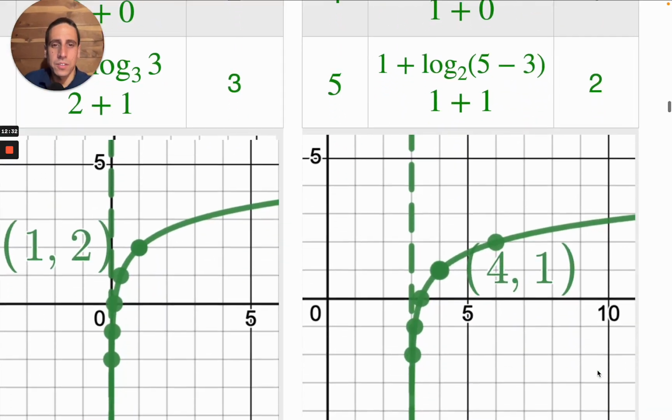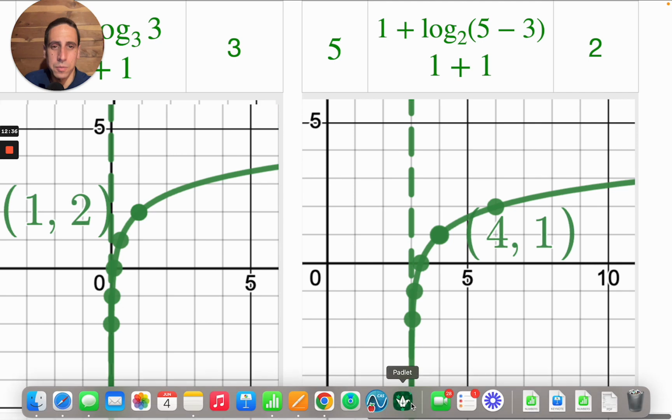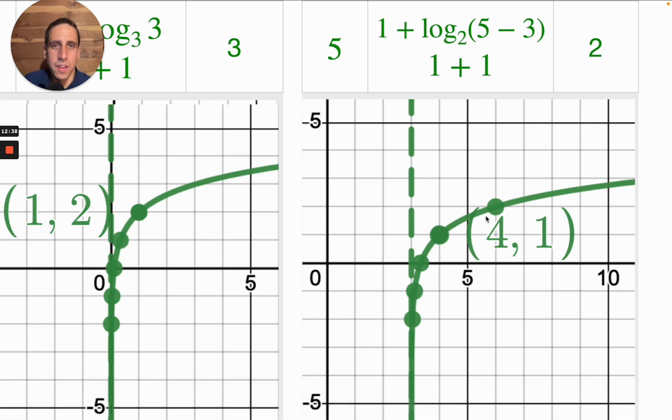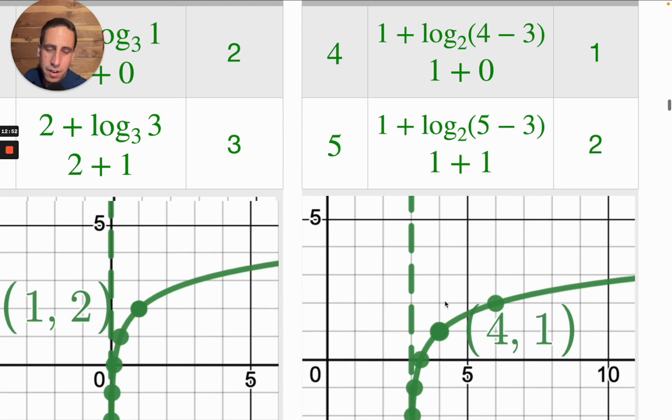You can see everything gets shifted over to the right 3 units. 1, 2, 3 units. There's a vertical asymptote. Click that right there. And then we've got the values of 4, 1 and 5, 2. 4, 1 is right here, and 5, 2 is right here. Plot those 2 points, plot the vertical asymptote, and then on alex.com you can click graph a function and you're done.